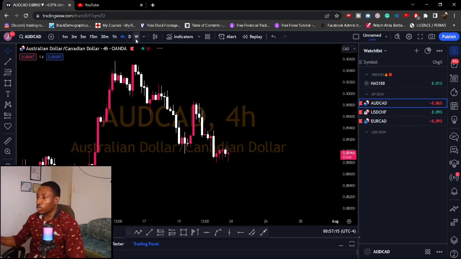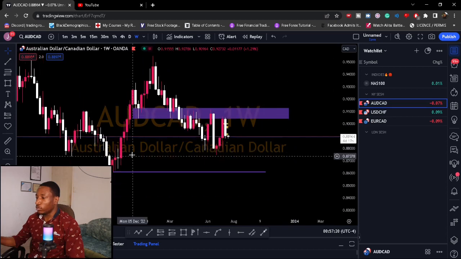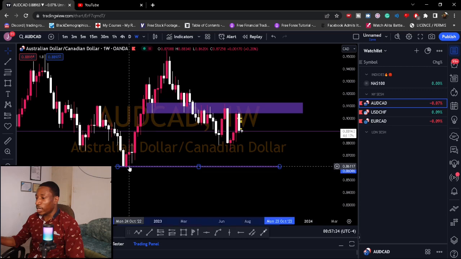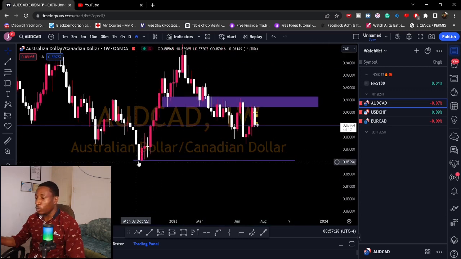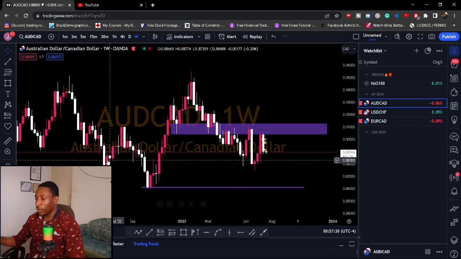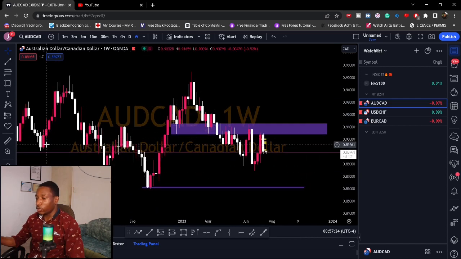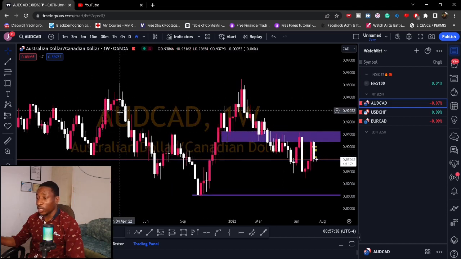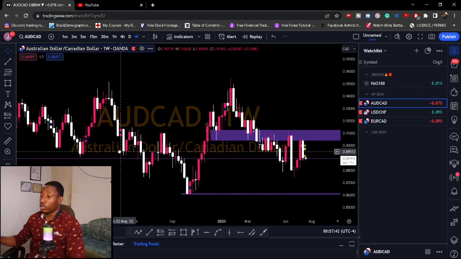Now with AUDCAD, right now price is currently selling, and again guys, the purple is for the weekly. So price was selling here, creating lower highs. It was buying here for some reason. It bought here, indicating a change in trend in the weekly. It came here, they decided to continue selling. That's cool, you feel me?